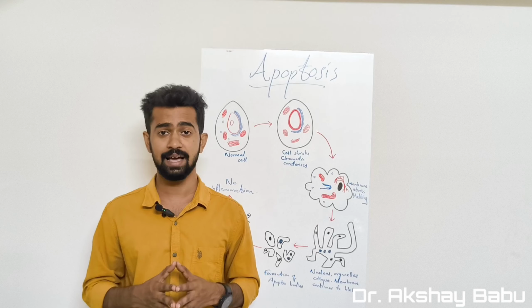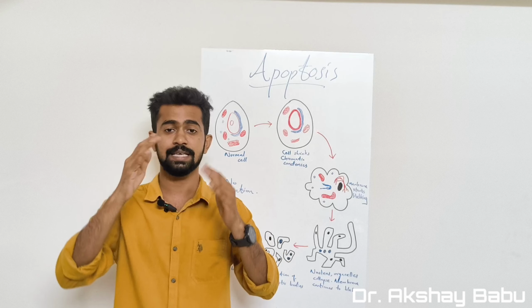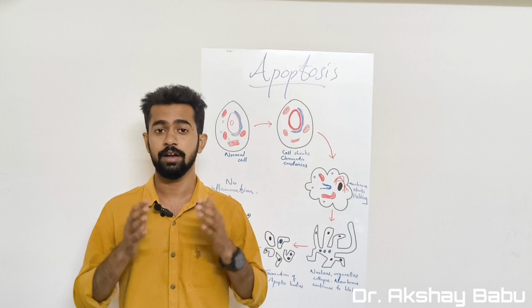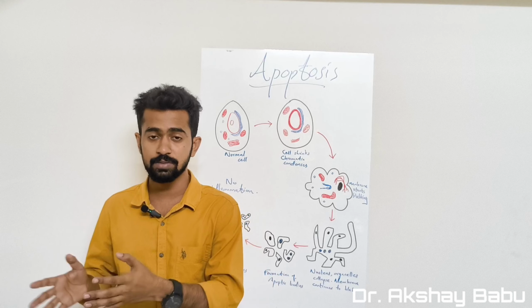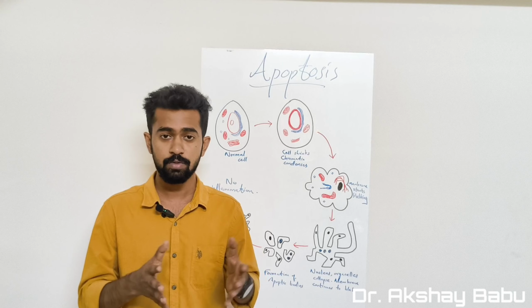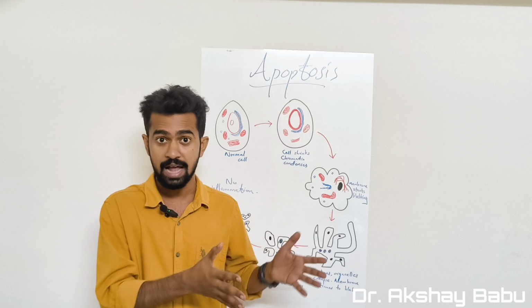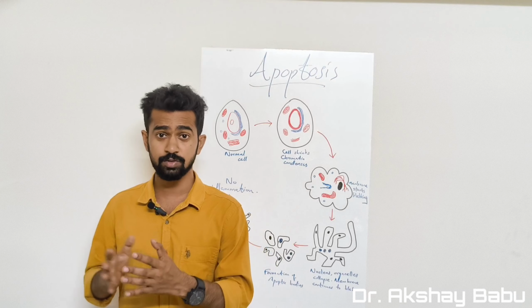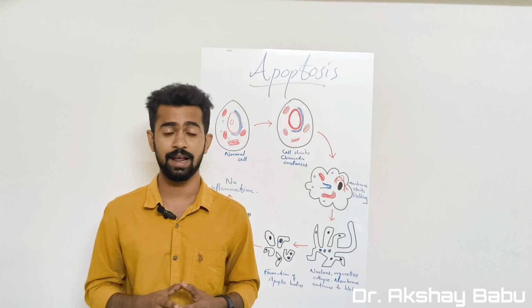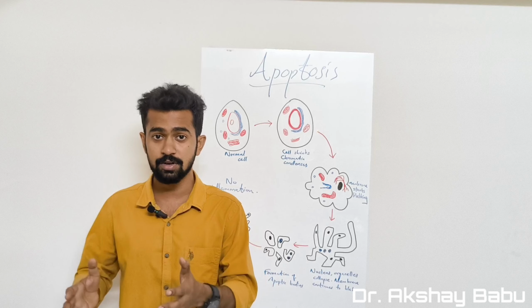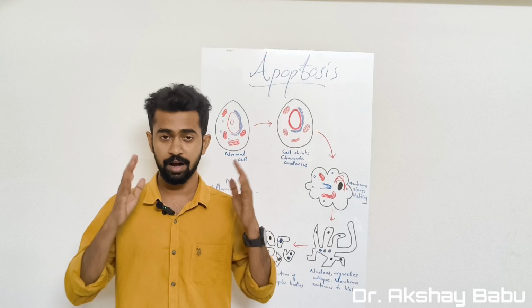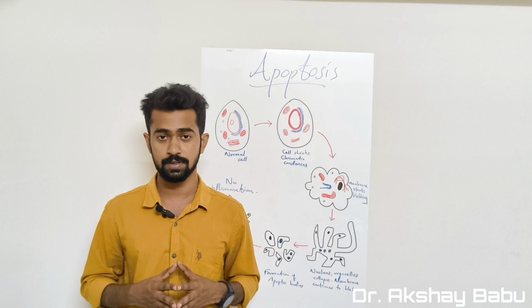Recent studies suggest that abnormality in this apoptosis process can lead to neurodegenerative disorders such as Alzheimer's disease, several autoimmune disorders, and even cancer also. Some drugs which are used in successful chemotherapy induce the apoptosis process in cancerous cells. So that covers the topic apoptosis.